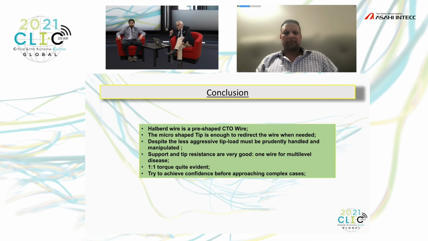The one-to-one torque is really more than evident, because you turn and you can see the tip of the wire moving exactly in the direction you want. And of course, at least in my experience, try to achieve confidence before approaching complex cases, because it's not easy to have an immediate confidence with this wire, at least in my experience.